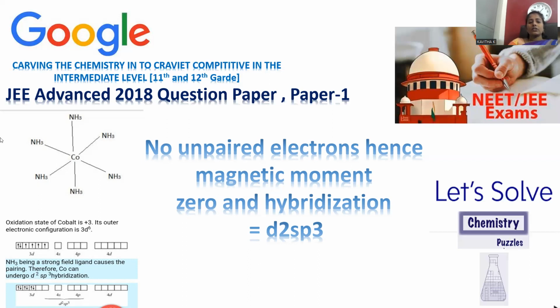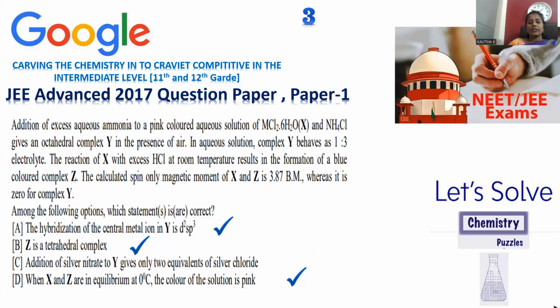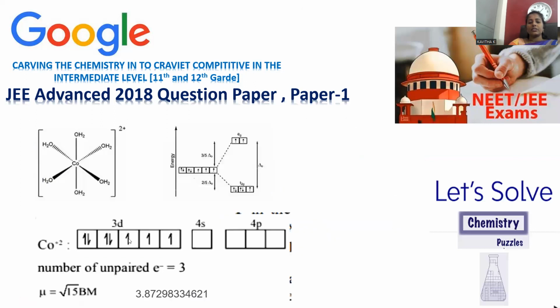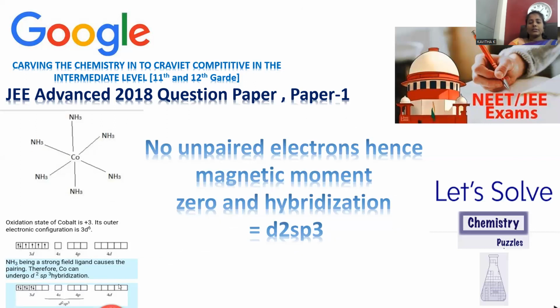In the presence of these strong field ligands, all the electrons get paired up. Whenever all the electrons are paired up, 2 d orbitals, the s orbital and the p orbitals are empty. So the hybridization here is d2sp3, an inner sphere configuration. d2sp3 is mentioned in option number 1. The hybridization of the central metal in Y is d2sp3. Y means the ammonia complex; after treating with ammonium chloride, it turns into the ammonia complex. That ammonia complex is octahedral, and since it is d2sp3, it is an inner sphere complex. So d2sp3 hybridization will be there.